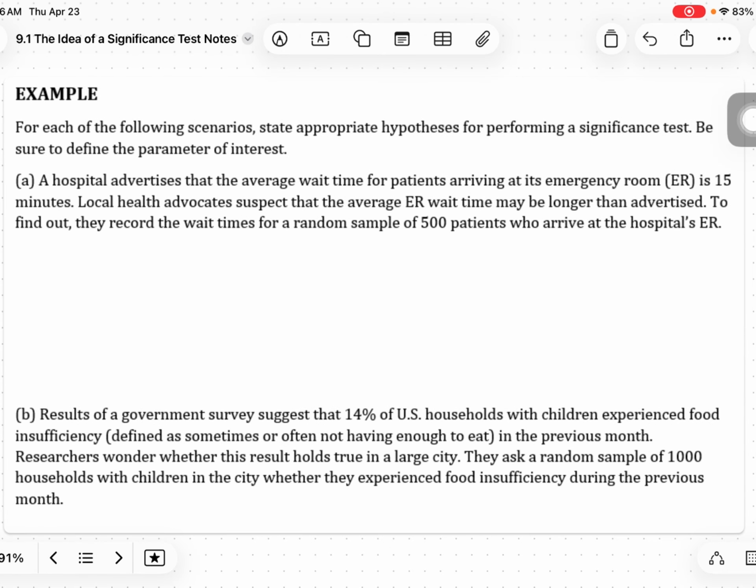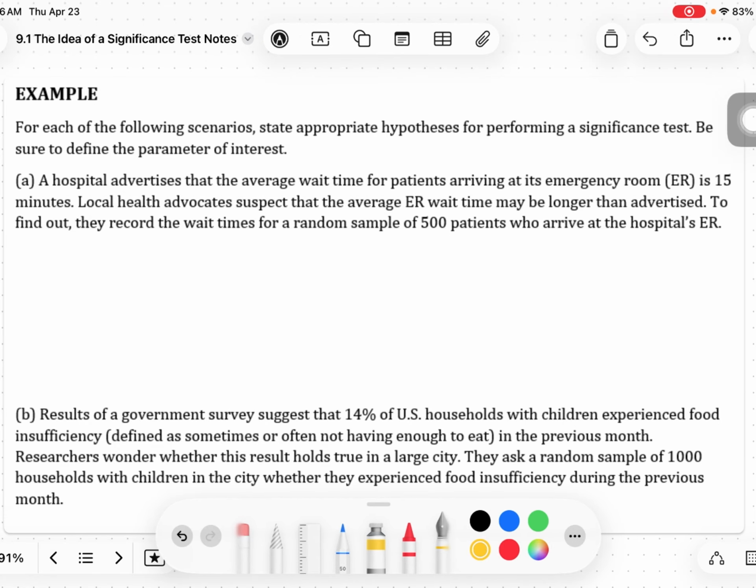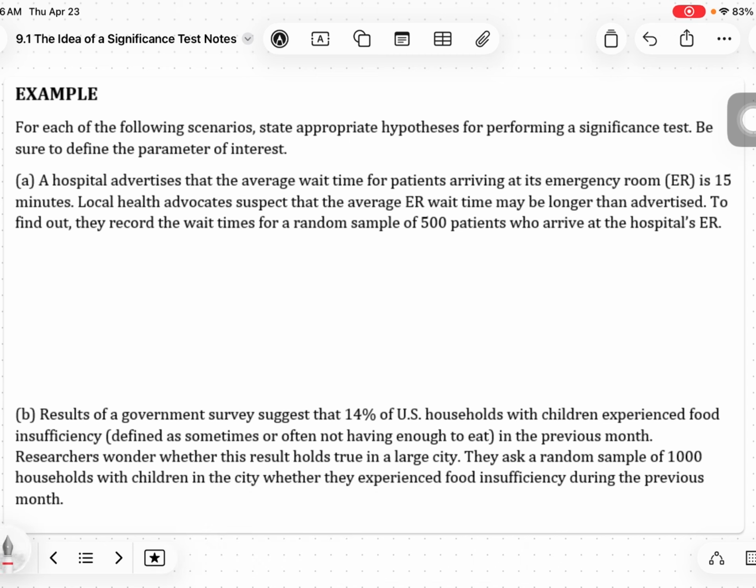So here we're going to have an example, and we want to be able to write the hypotheses. And so much like in a confidence interval, I really encourage you to highlight, underline, circle important things. So here we have a hospital that's advertising an average. That means we are going to have hypotheses about a mean, and that is wait time for patients arriving in the emergency room. And then they tell us what they're advertising it as. They're saying it's 15 minutes. That is our mean 0, our hypothesized value. That's what they're saying it is.